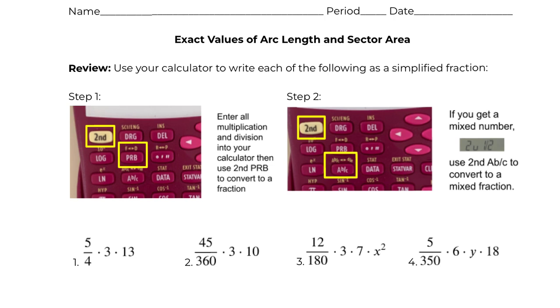So just to remind you of a calculator skill, if you want to change a decimal into a fraction, you're going to enter all the multiplication and division into your calculator, and you'll get a big old ugly decimal. Then you push second PRB, that will give you this little fraction to decimal, and then press enter. If you get an answer like this, that's a mixed number, you're going to want to push second, the mixed number to improper fraction button, and that will convert it. Oh, I wrote mixed fraction. It'll convert it into an improper fraction, which is kind of what we're going for.